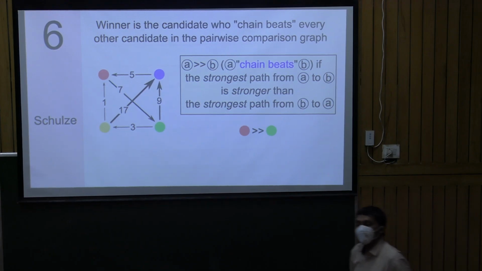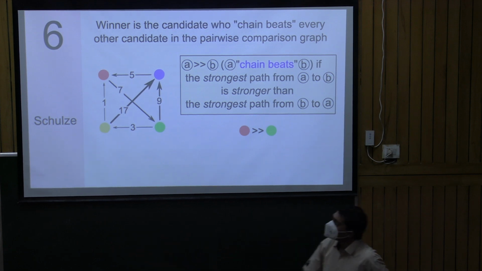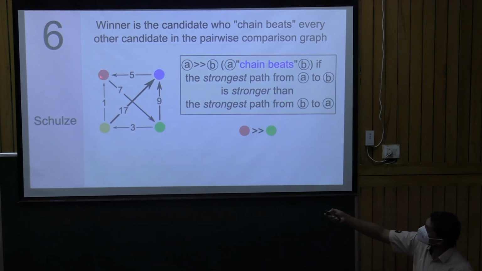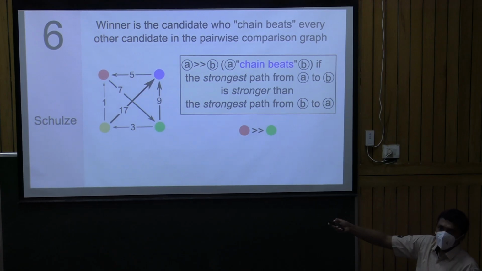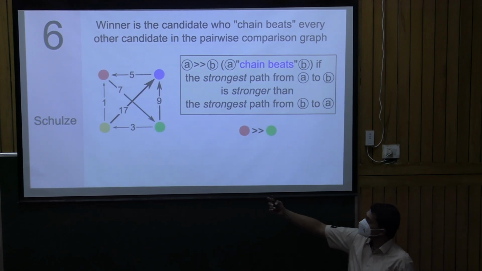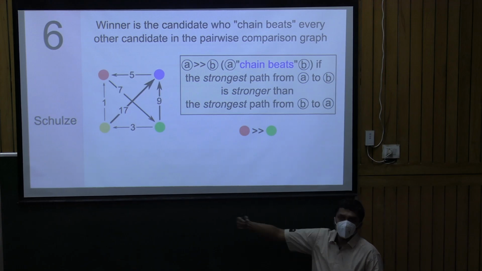Mohit. Sorry? 7 is greater than 5 last time I checked, right? So the strongest path from red to green is 7 like we observed before, and the strongest path from green to red was this one, which has a strength of 5. So the strongest path from red to green is stronger, that's why red chain beats green.